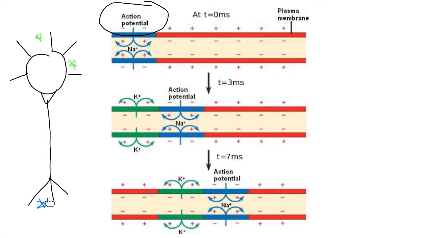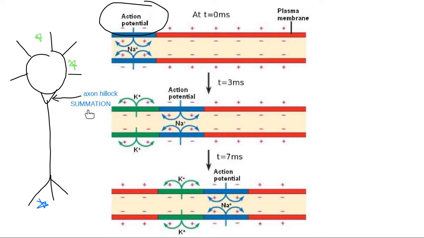Does anyone remember what we call this little triangle area right here? No, it's not technically a triangle, but I'm not good at drawing. Yeah, exactly. This is my part of the neuron called the axon hillock. The axon hillock is where I do summation. That was the last thing we talked about in class yesterday, remember?